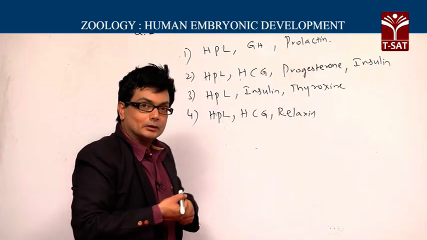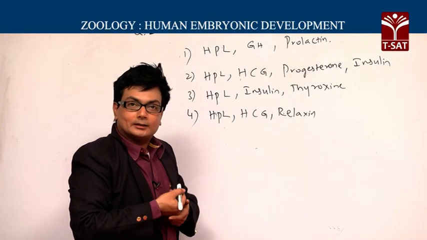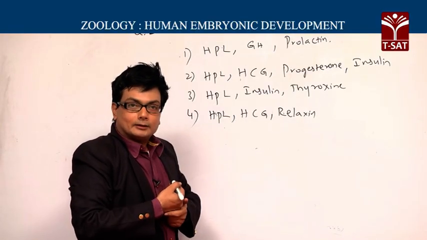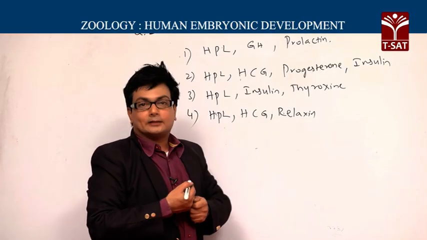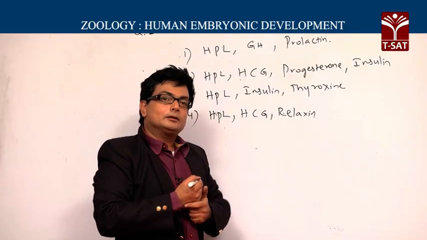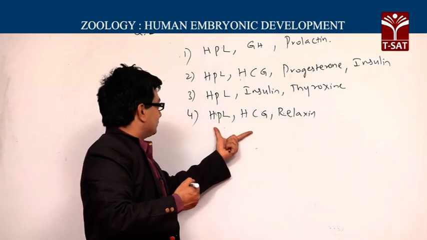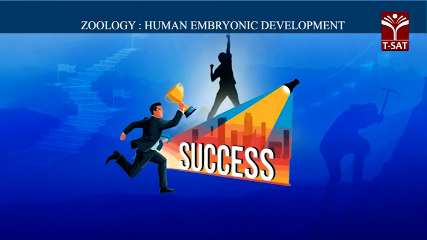And what about the last one? When the three options are incorrect, the fourth will have a 100% possibility of being right. Let's see. HPL, hCG and relaxin, and these three are only during the gestation period. So this will be the right answer, the fourth one.